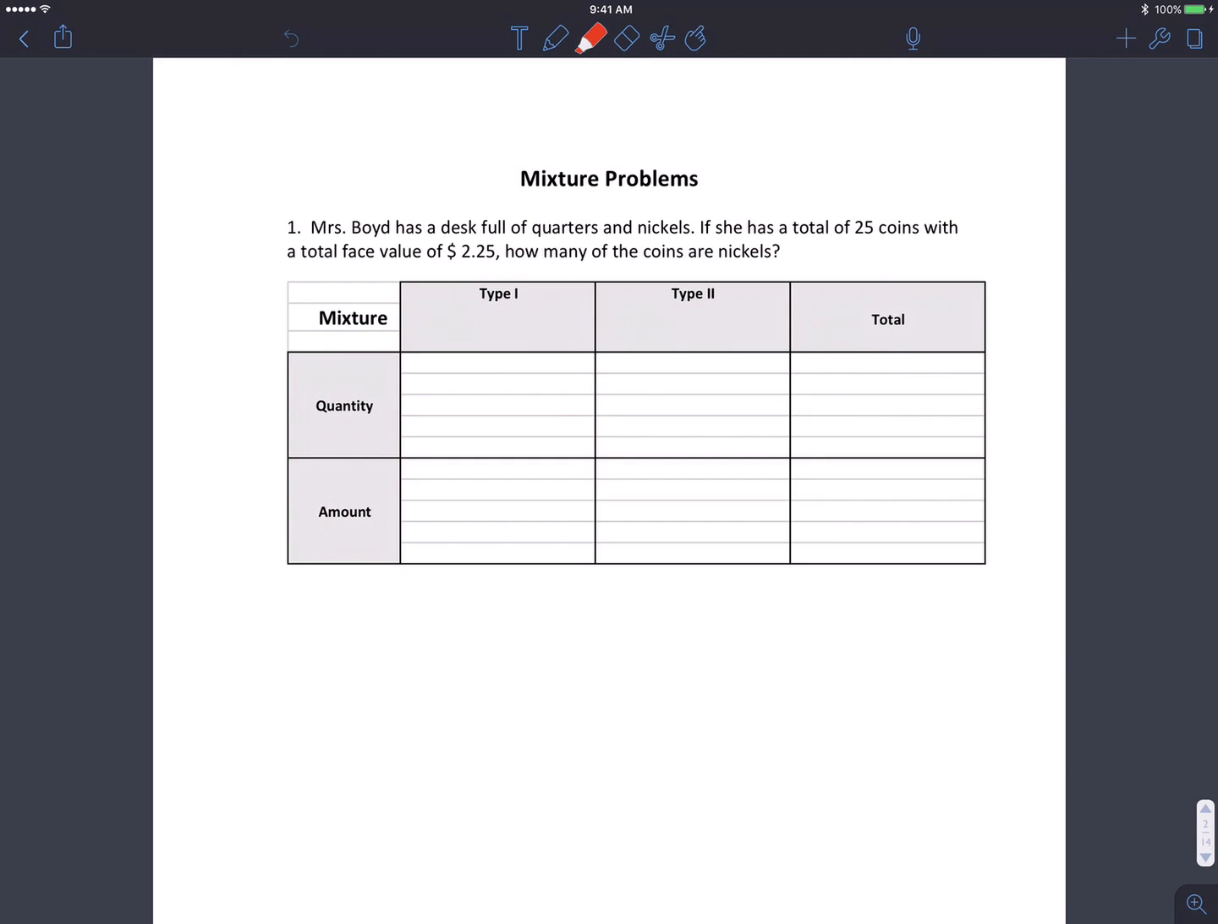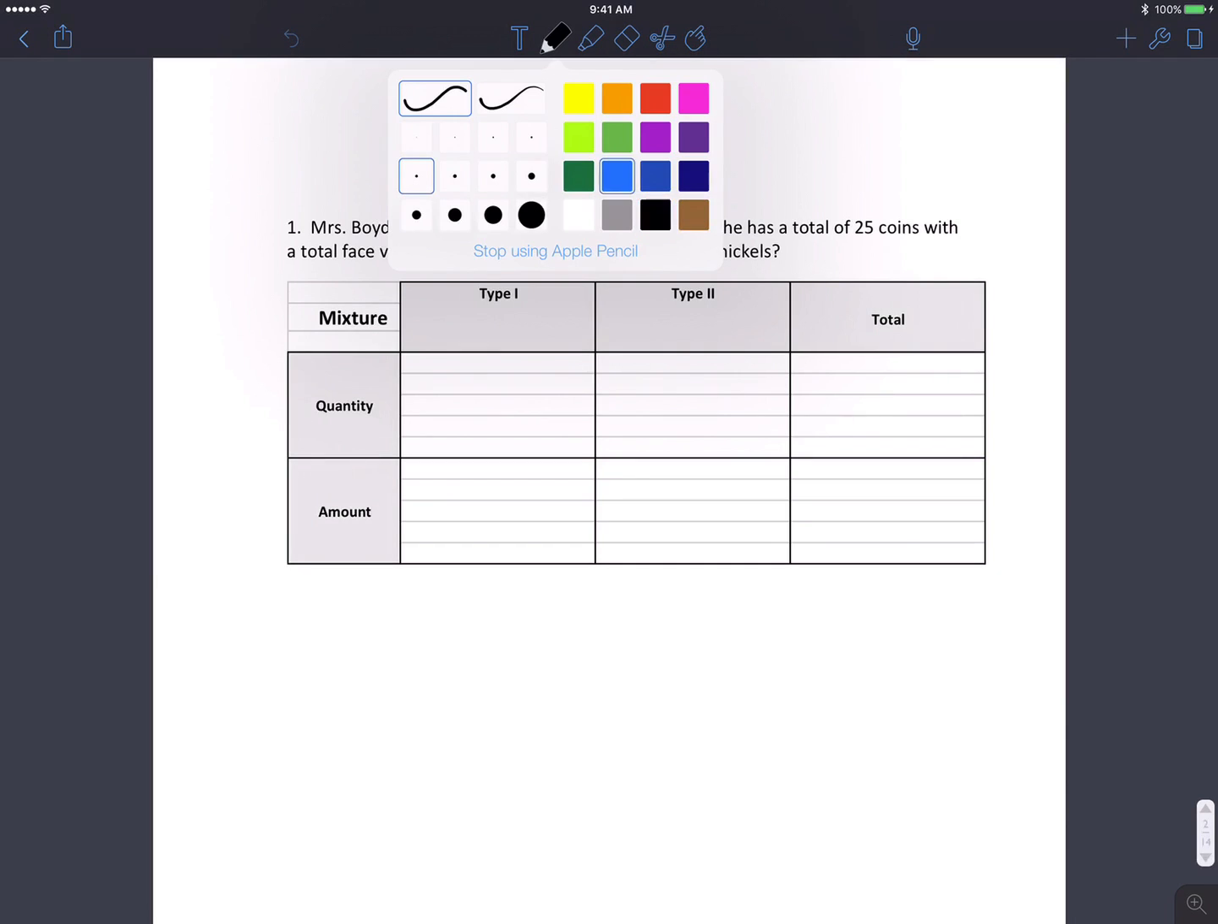This is the video solutions for your homework on mixture problems. And we went through some of this work today. Let's go through these problems here. Notice that, let's do it this way.